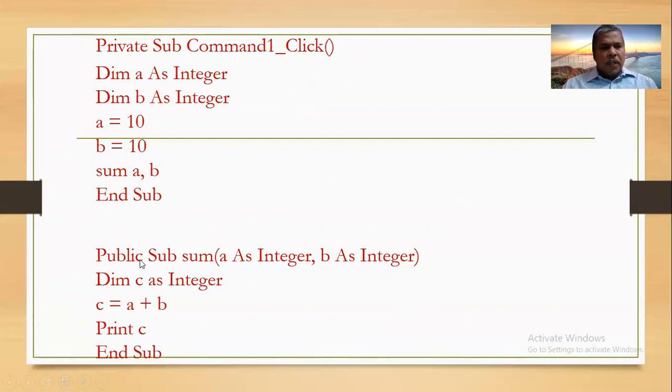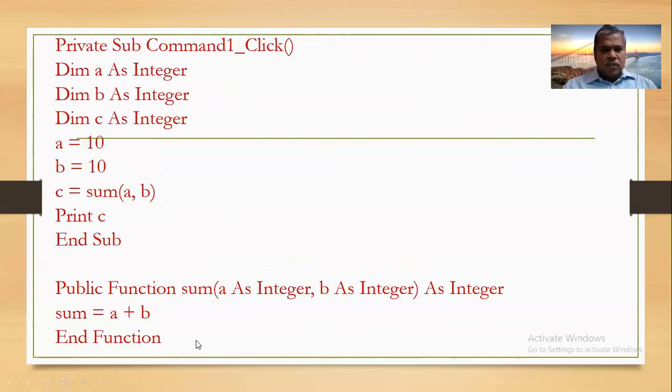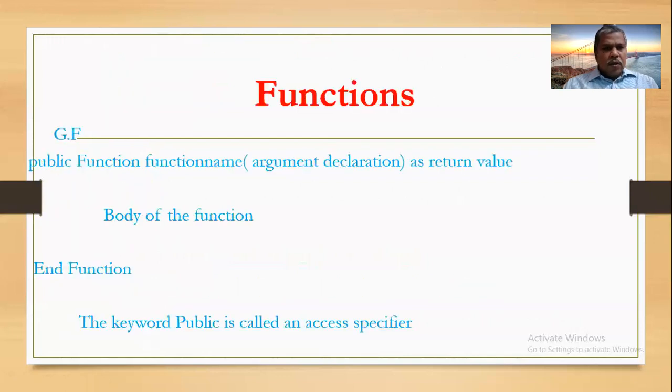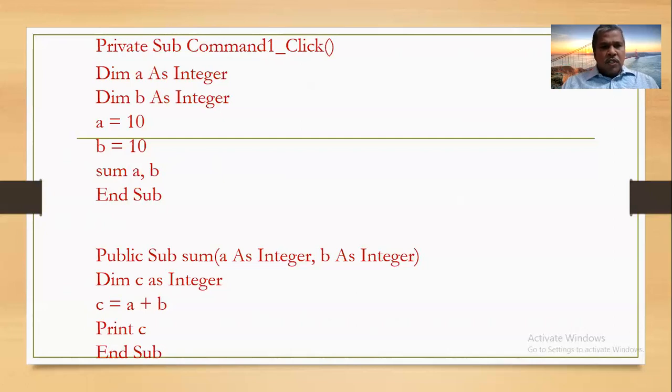sub-procedure. Public is the access specifier. Sum is the name of the procedure. A as Integer is one argument, another argument is B as Integer. Here I have a local variable C as Integer. Now my calculation is C equal to A plus B. Print C. C cannot be returned from the procedure because it is a sub-procedure. So sub-procedures are used to do something that will not return a value.